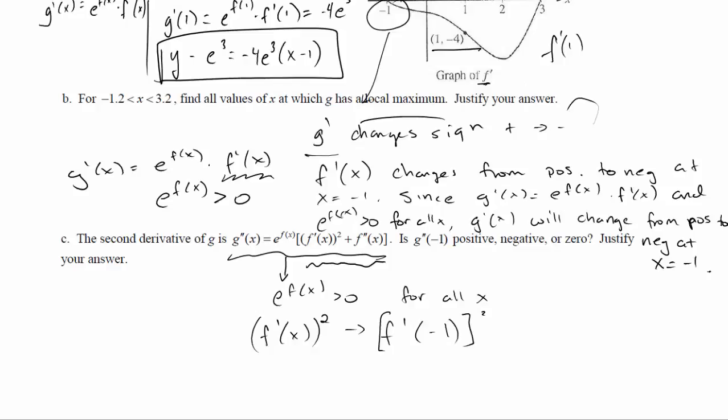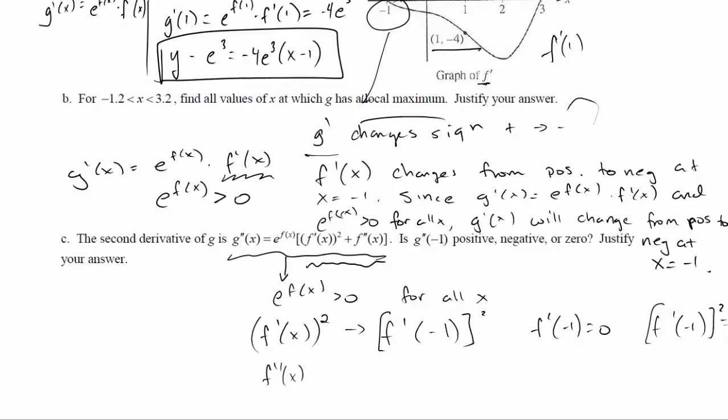Well, f prime of negative 1 is, according to this graph, 0. So f prime of negative 1 equals 0. So therefore, f prime of negative 1 quantity squared equals 0. Okay, one more to go.